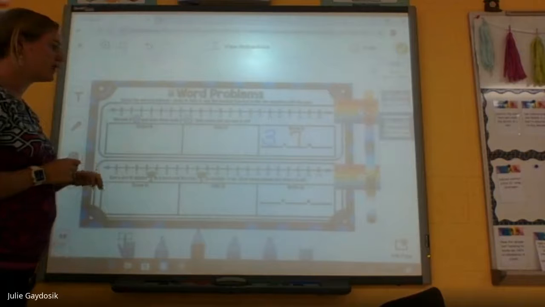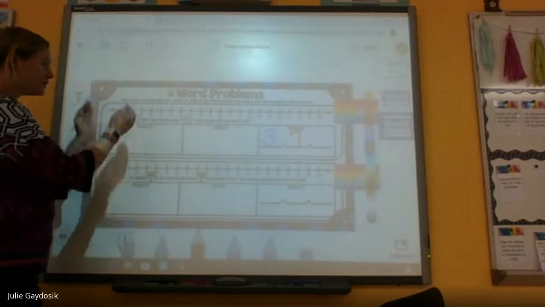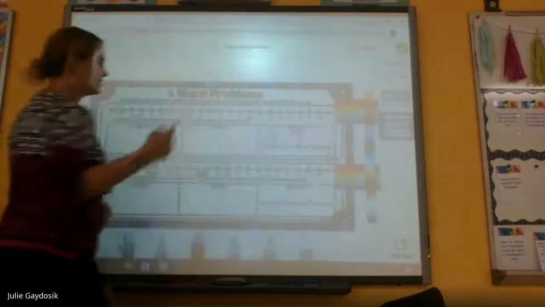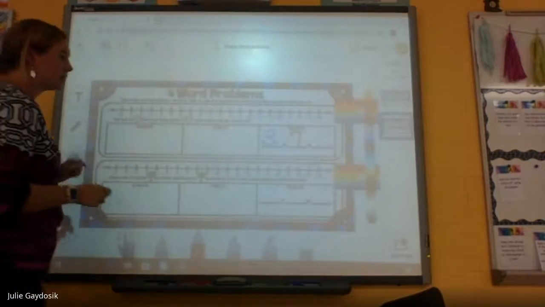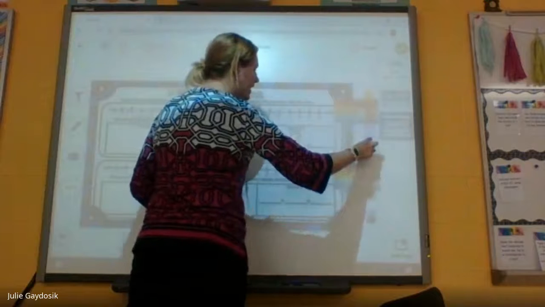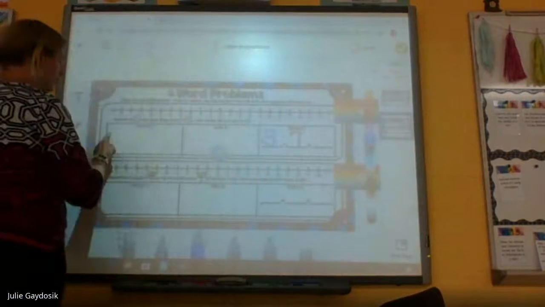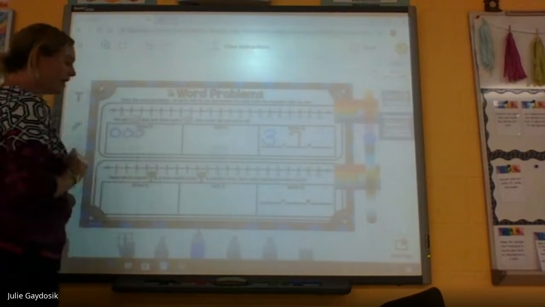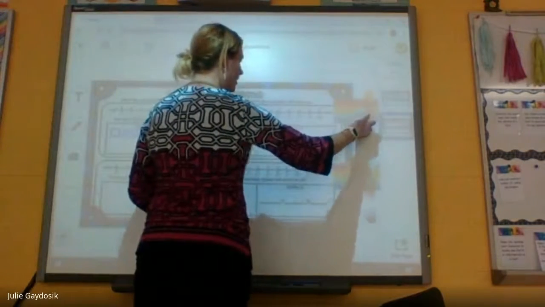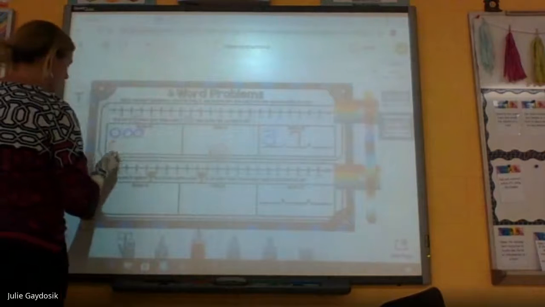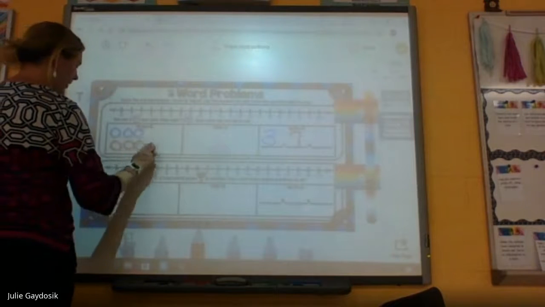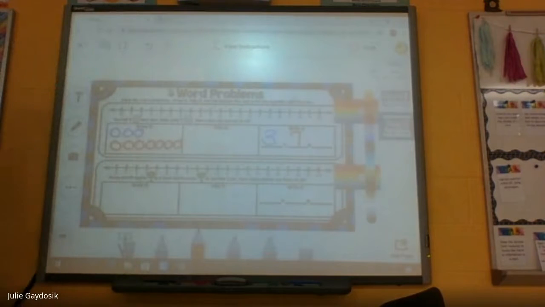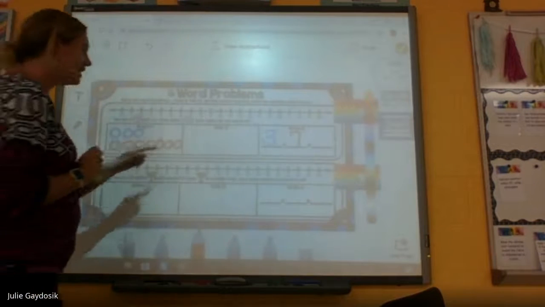So what you're going to do is you have to do a couple steps. You have to draw it. You have to tally it. You have to use the number line, and you have to solve it. So first I'm going to draw it, okay? I'm going to draw 3 donuts, which are just going to be circles right there. And then I'm going to draw 7 donuts. 1, 2, 3, 4, 5, 6, 7. They just fit. And then I'm going to tally it.